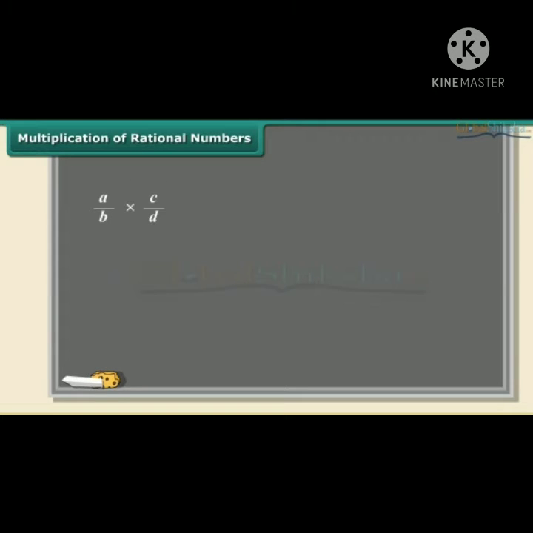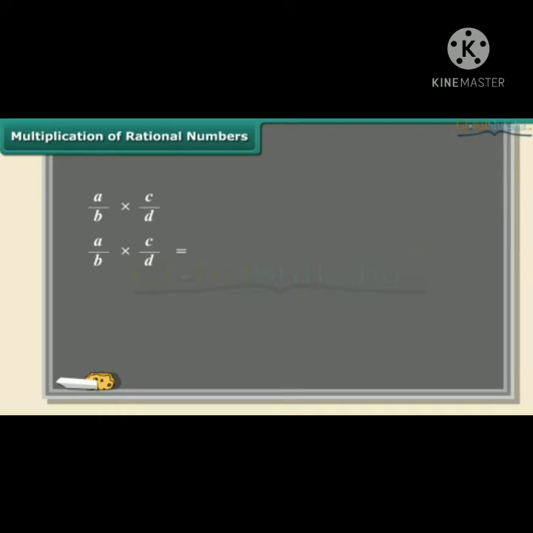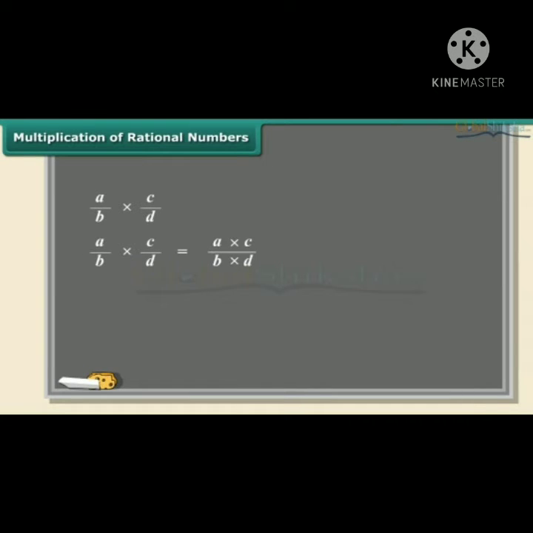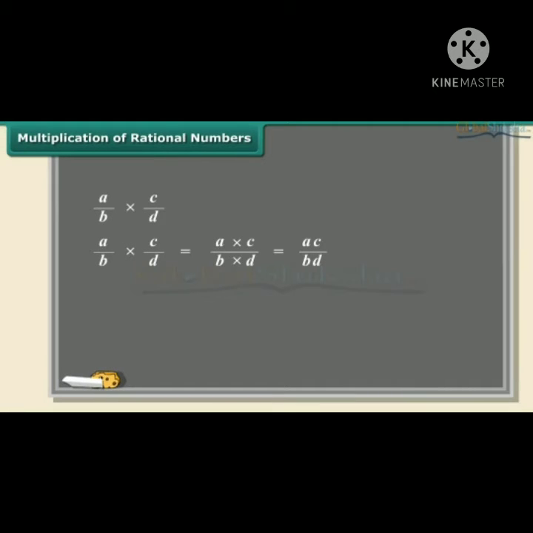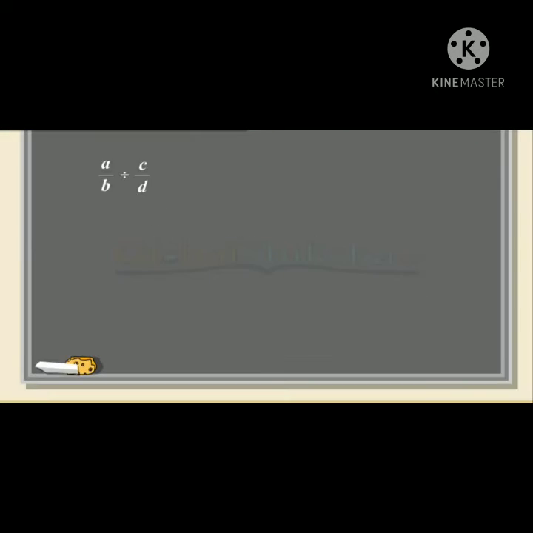How to multiply any two rational numbers? It's very easy. To multiply any two rational numbers, we will just multiply numerator with numerator and denominator with denominator like this, and we will get the result.